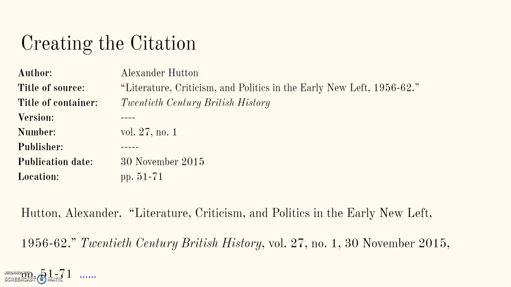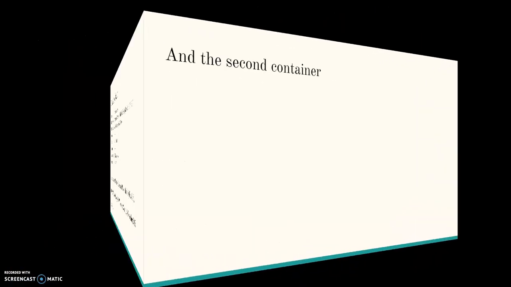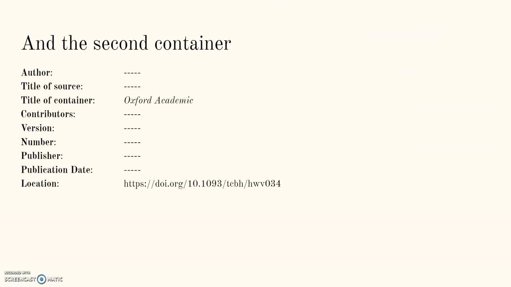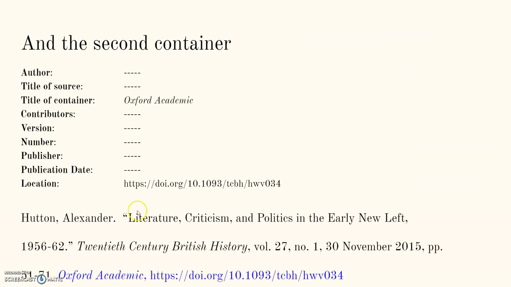So this is what we had before, and then we add on the new information from the second container so that it looks like this. And you can see the new stuff here is in blue. So now there's two areas where we have italics, where it's the title of a container. This is the title of the journal, and then this is the title of the website where we found that journal. So that's why we have the two. And then you have two locations, which is the original page range from the article, which we were able to see on the website, but then also the location of the website itself of where we found that article.